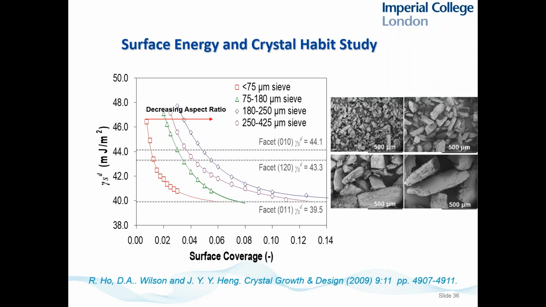Now we're changing to a different material. This one, I think, is ibuprofen. And what we're seeing here is, as we mill the materials, there are different shapes of particles, and as we do that, the dominant facet in the materials changes. So when you start milling materials, the facets which have the lowest attachment energy start to dominate, and that change reflects in the actual surface energy we see. So this is IGC data for different sieve fractions, and what we're seeing here is a change in the population of facets as we mill the material.